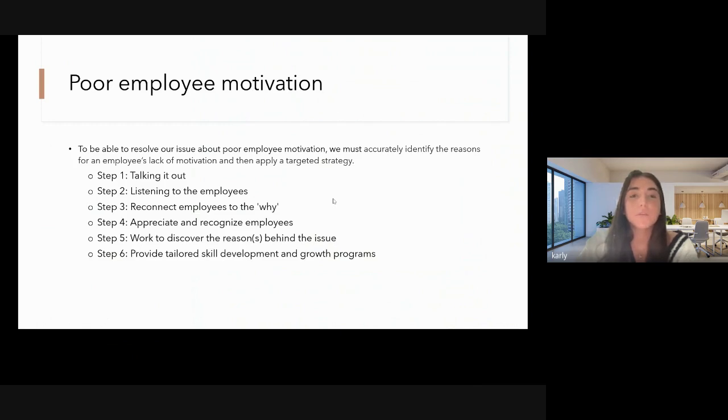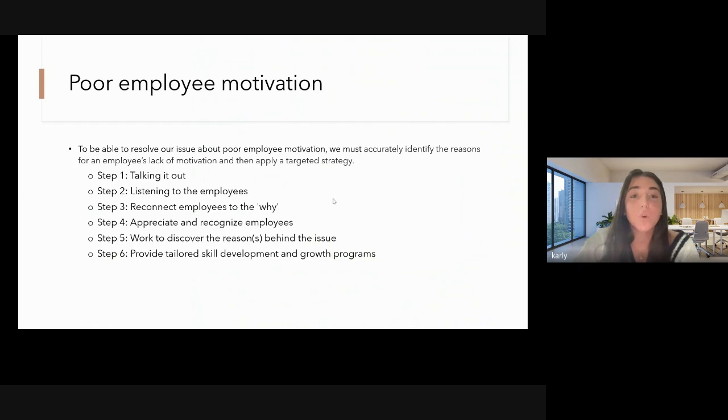Step 4 is to appreciate and recognize employees. The council members also stated how recognition and appreciation are so important. We also believe it is important to recognize and appreciate the efforts your team puts in and to make sure they know that their efforts are valued. We also will provide employees with rewards and bonuses for their hard work and dedication.